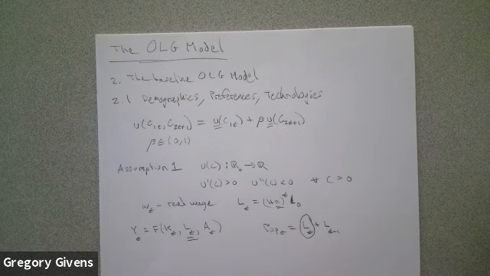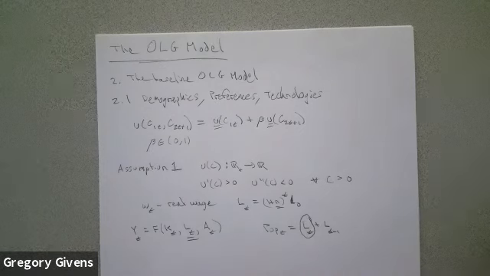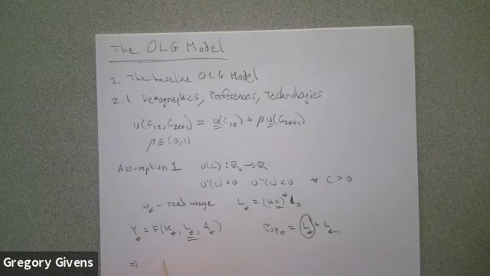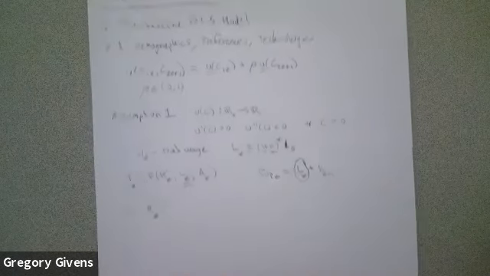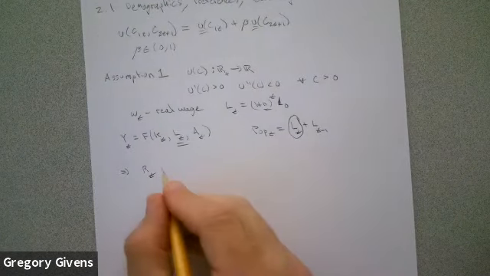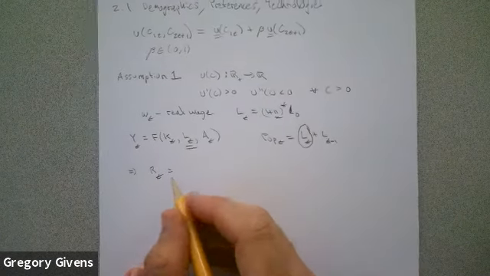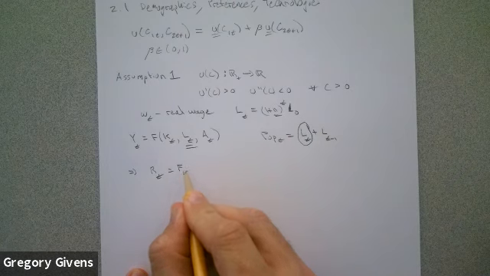Factor markets are perfectly competitive. So capital and labor are traded in competitive markets, and the implication of that is going to be that the real rental payment to capital, which I'm going to call R_t, is just equal to the marginal product of capital.